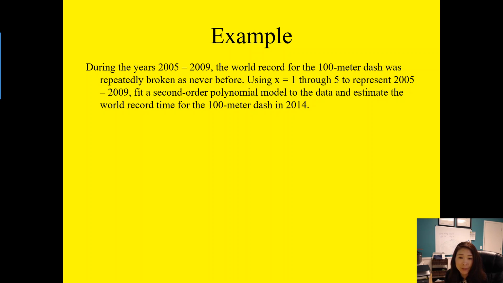Obviously we could try to develop the simple linear regression model. However, we're thinking to use the second order polynomial regression model, so I can explain the reason why.